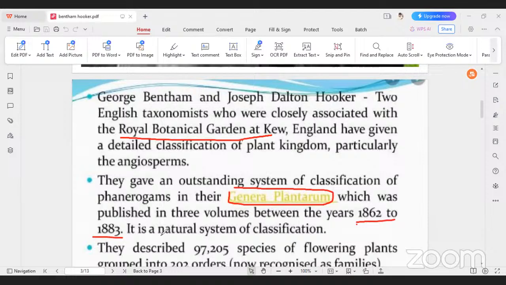I already told you yesterday, it is a type of natural system of classification. There are 3 types of classification: artificial, natural, and phylogenetic. So Bentham and Hooker's classification is one of the natural systems of classification. In the natural system, they have taken all possible external characters. They described 97,205 species of flowering plants in 202 orders.